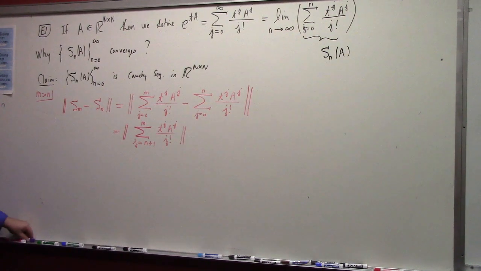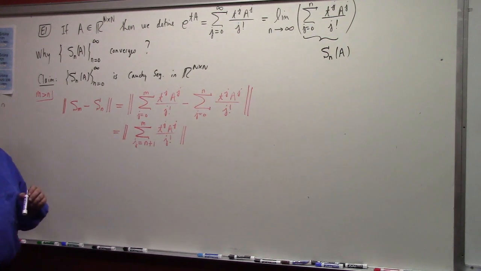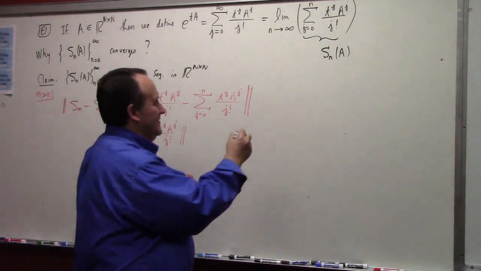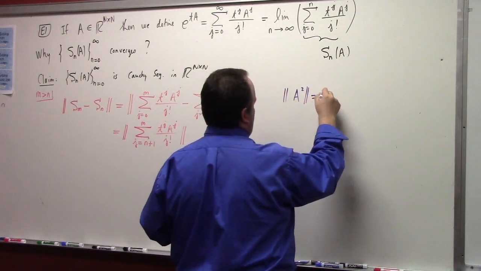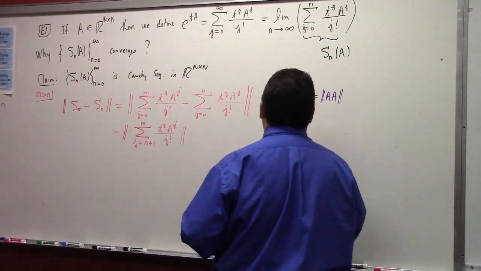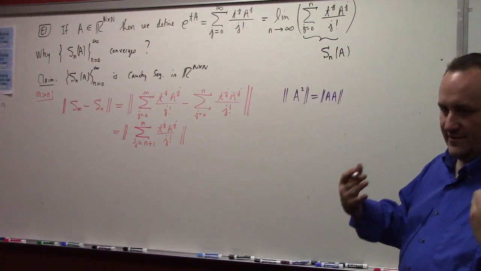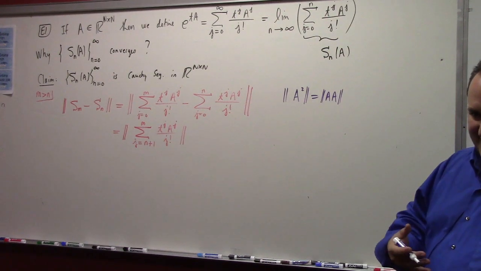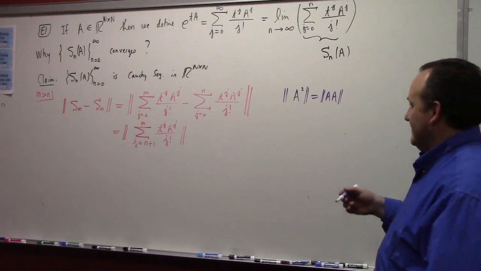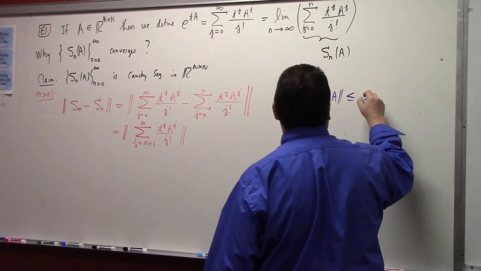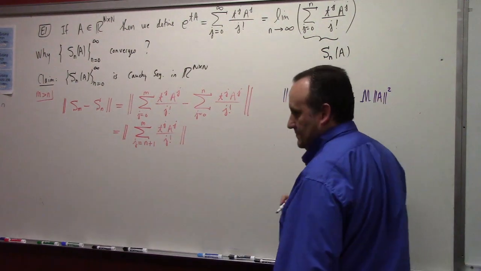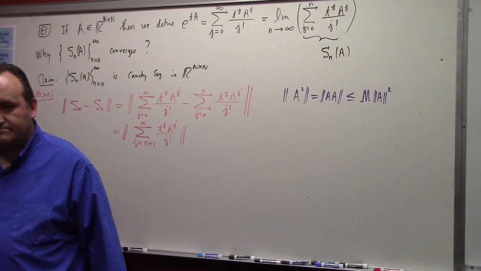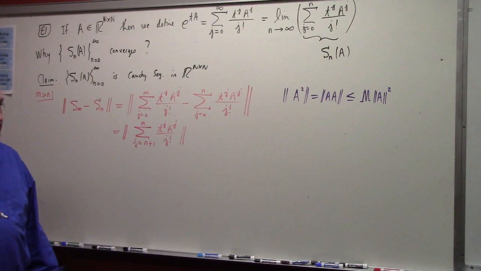Now, check this out. A squared. What's the norm of A squared? Well, it's the norm of AA. The matrix product is a bilinear product, so by my lemma, this is less than or equal to m times the norm of A squared. But isn't that equal to the norm? No, it's not equal.